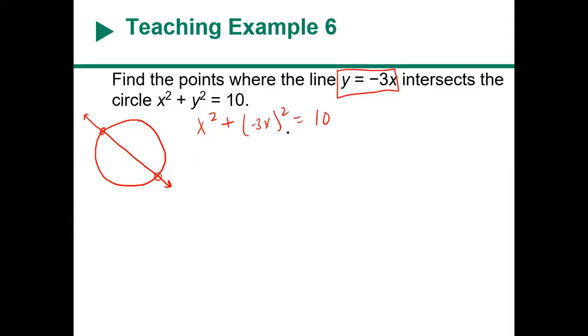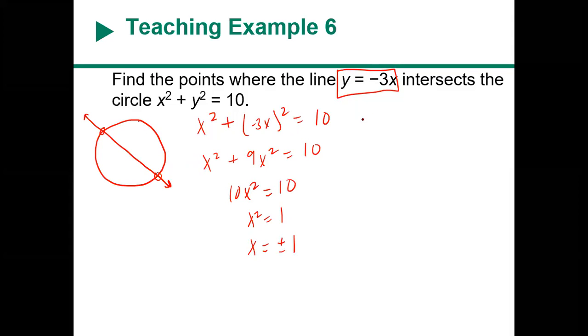That's the first thing we're going to do. So we have x squared plus 9x squared equals 10. That gives me 10x squared equals 10. That gives me x squared equals 1. And therefore, x equals plus or minus 1. So I found my x's.